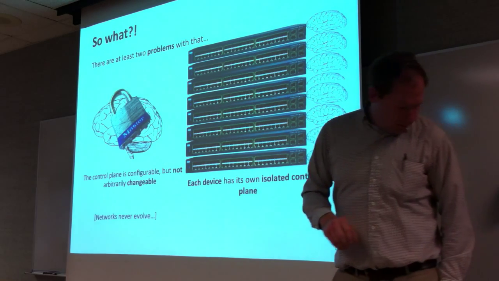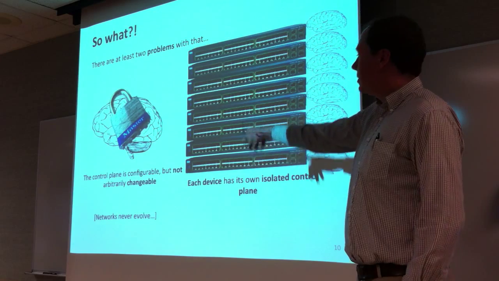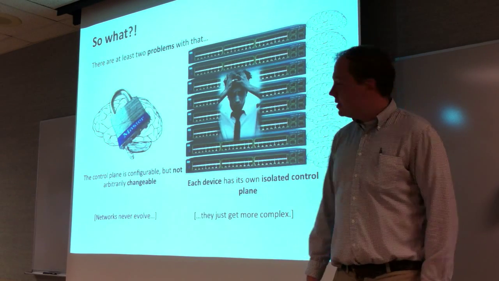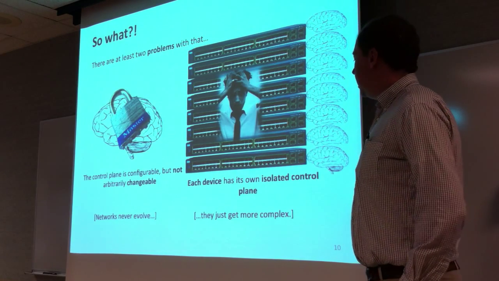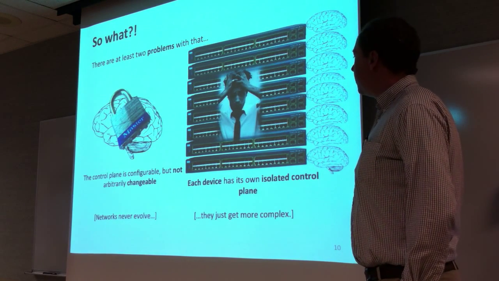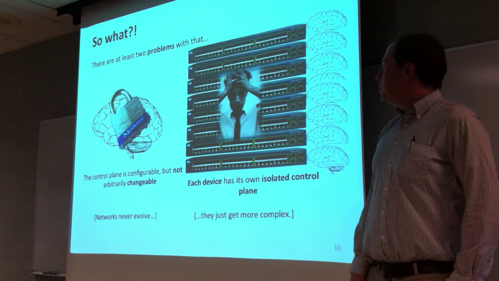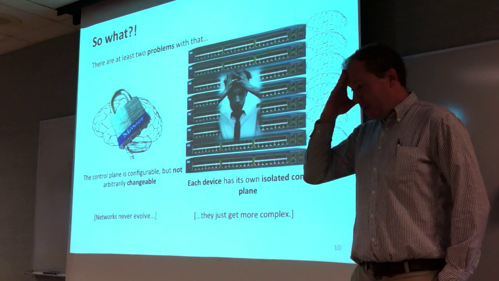So the result is that networks never evolve, they just get more complicated. That's it. When you tell a network engineer that you want to virtualize networks, they're just like, ooh, okay.